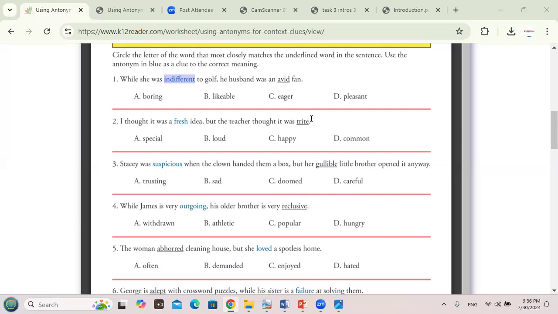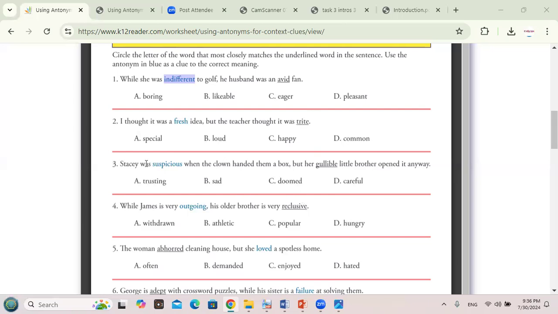So now, what is the opposite of it? What do you think? Special, loud, happy, common. Which one? Common. Yes, very good. Why? Because we know the word fresh, so trite means it's common. It is not that fresh. Everyone knows about it.